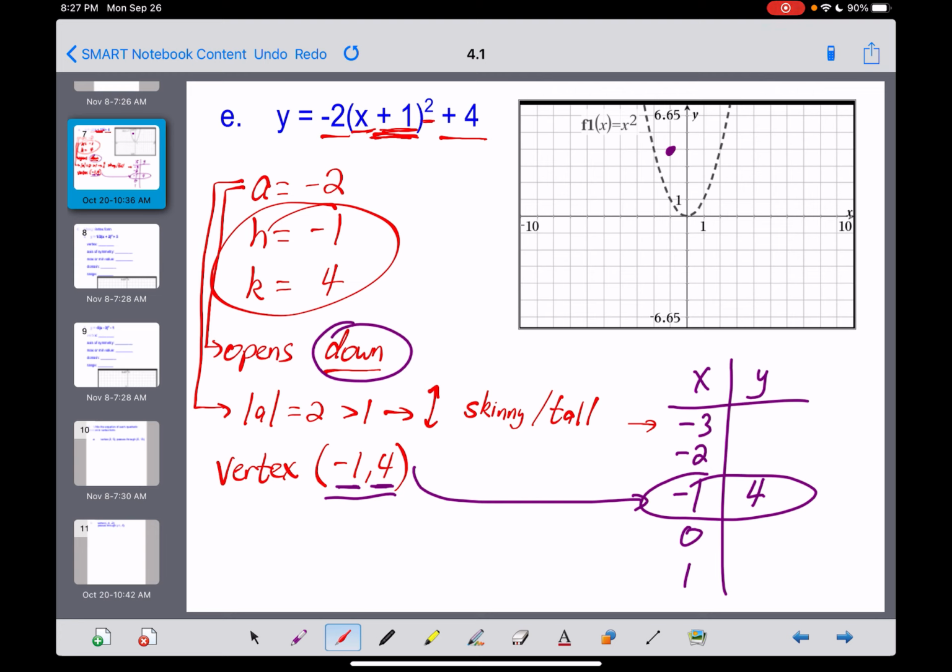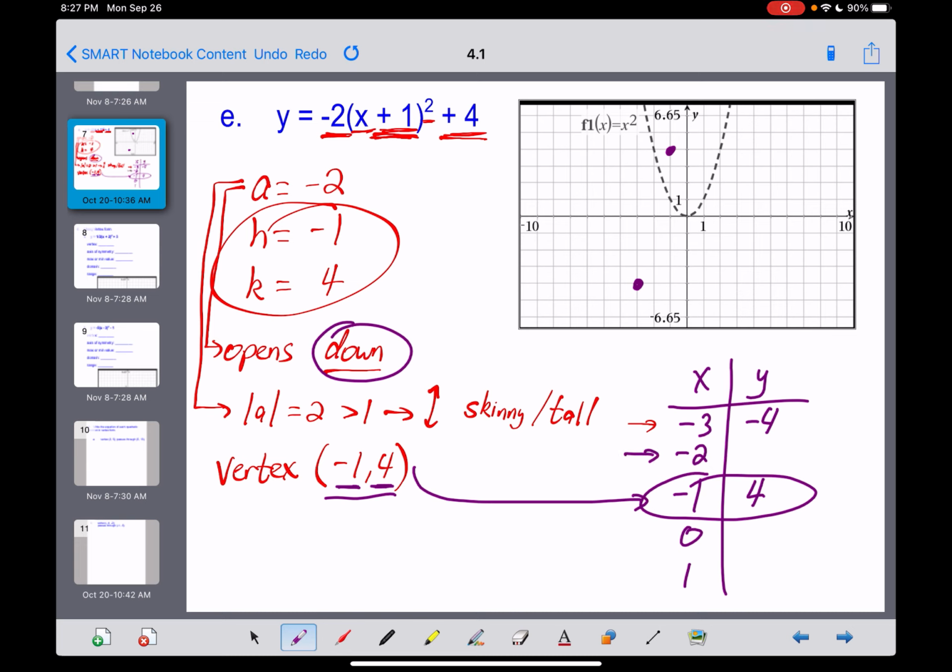Squared, -2 squared is 4. Times -2 is -8, and -8 plus 4 is going to be -4. So -3, -4 is the next solution that we've come up with. Okay, now let's go to the next one.